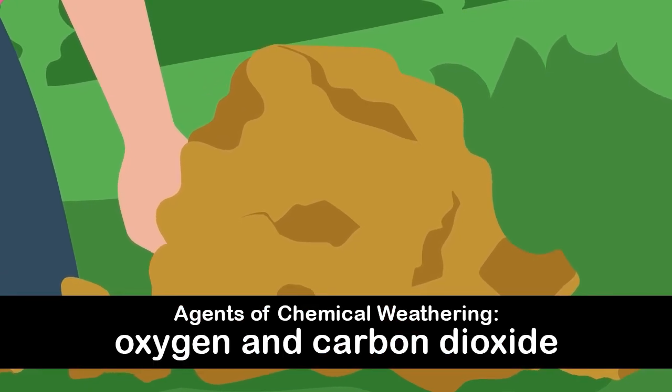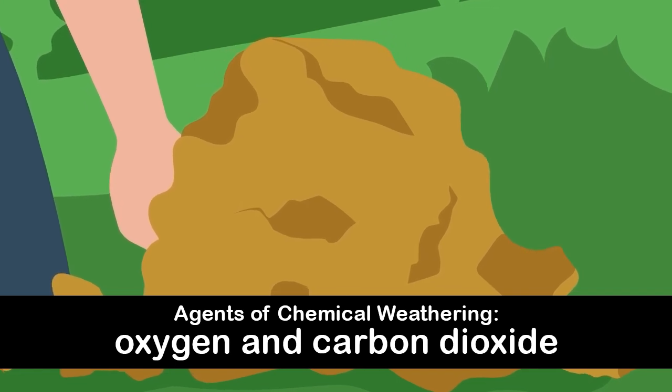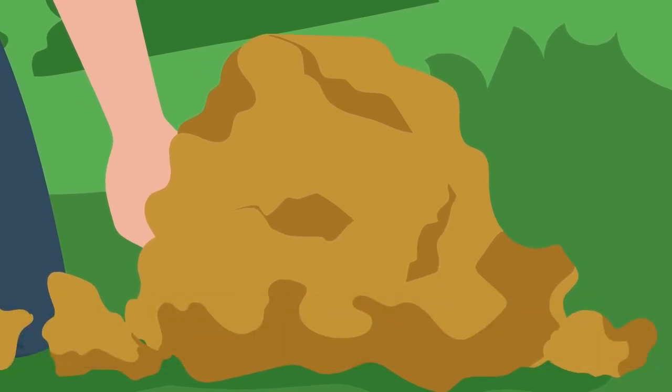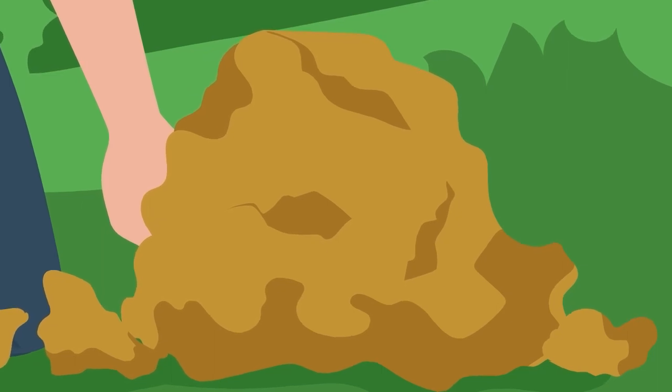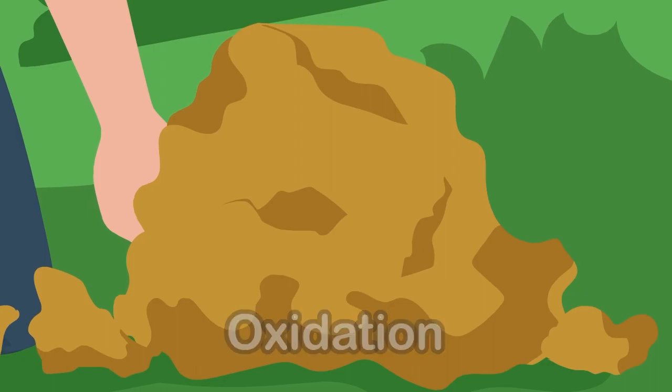When oxygen combines with iron, oxide or rust is formed. If you noticed, there are some rocks that appear red or orange. This is due to iron oxide. This process is called oxidation.